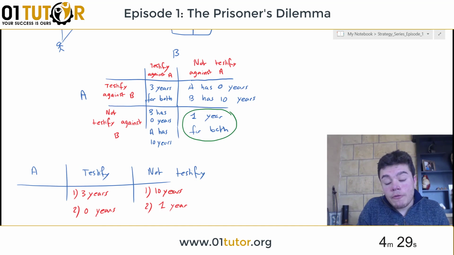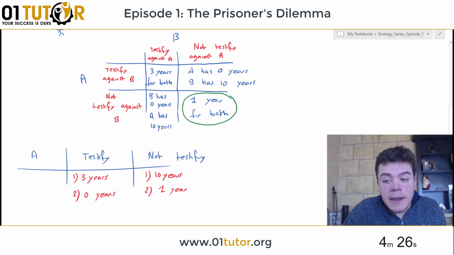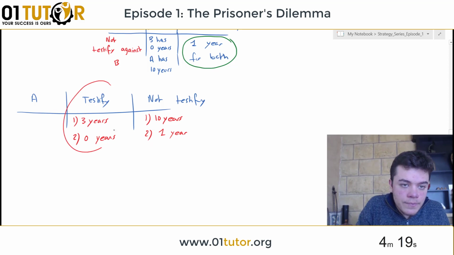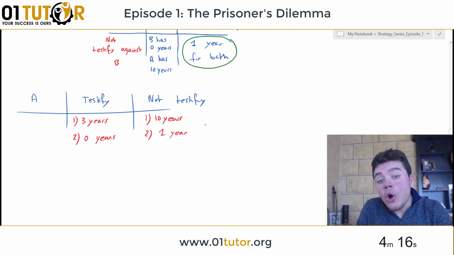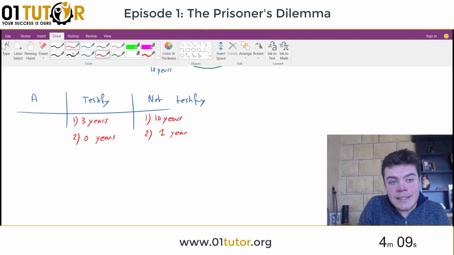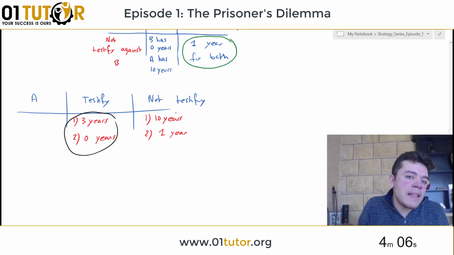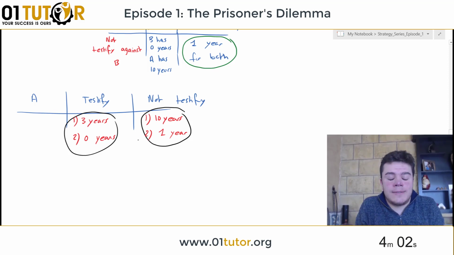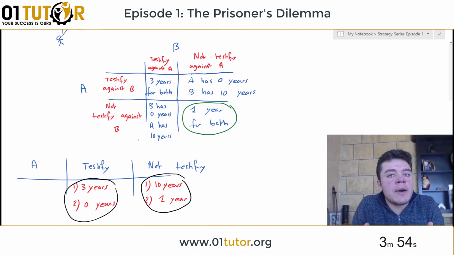Now, from the perspective of A, he is faced with two possible choices: either 3 years or 0 years, which is represented by the first case of him testifying, or 10 years and 1 year, for the case of him not testifying. And from the perspective of A, 3 and 0 seem like a better deal than 10 and 1. So no matter what B does, the game theory tells us that A would testify, even though if both didn't, they would both get the minimum sentence, right?